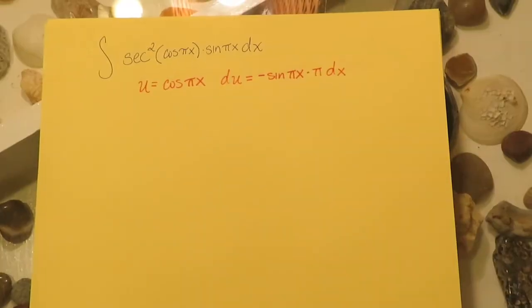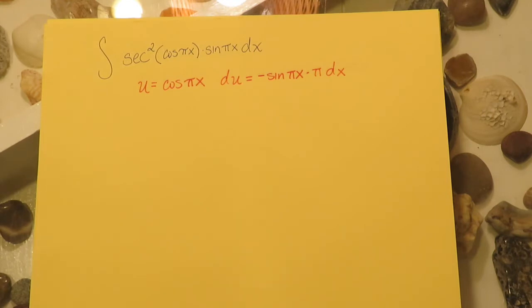Let us do some more examples. Here we have the antiderivative of secant squared of cosine of pi x times sine of pi x dx. So I have an interior function, cosine of pi x is plugged inside of secant squared. And in fact, pi x is plugged inside cosine, but we're going to focus on cosine of pi x being plugged into secant squared.